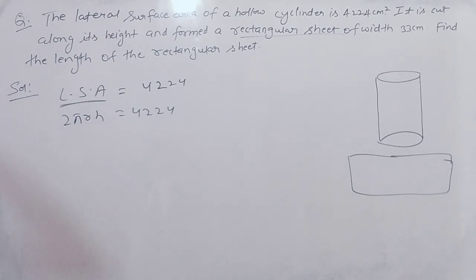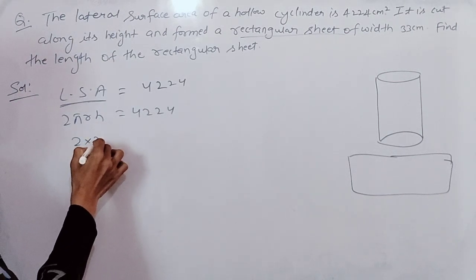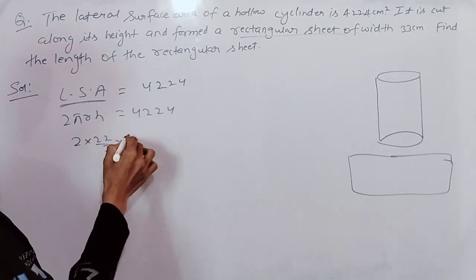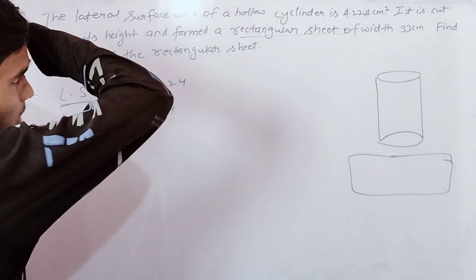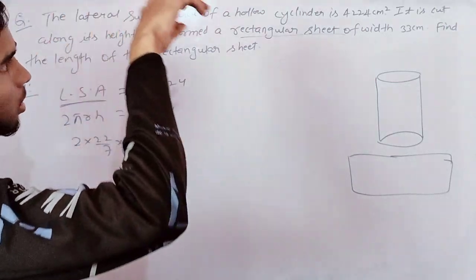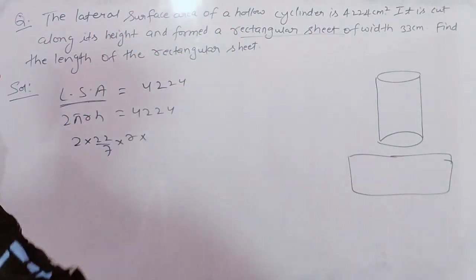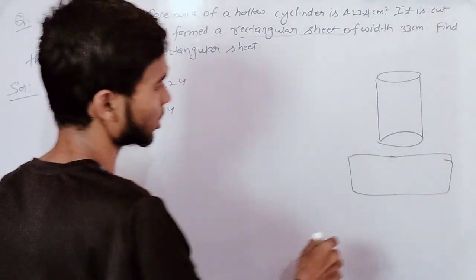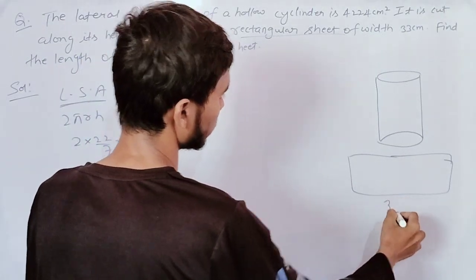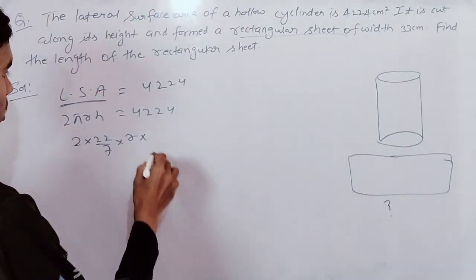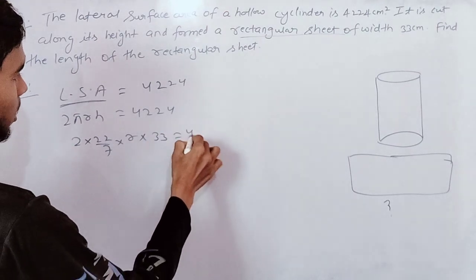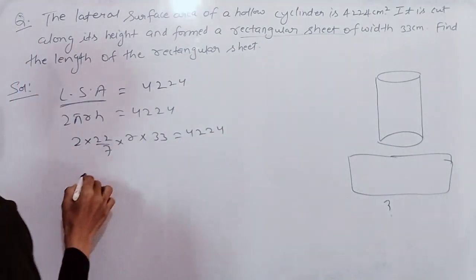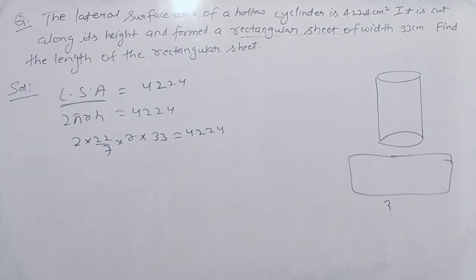So yes, H would be 2 multiplied by 22 upon 7. R we don't know. Find the length of the rectangular sheet. This is what we have to find. H is 33. Okay, no problem. Till here, is it correct?